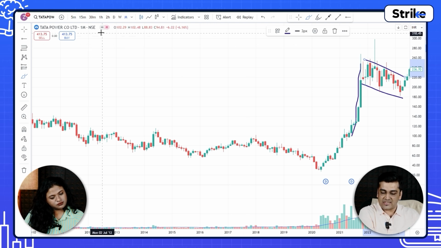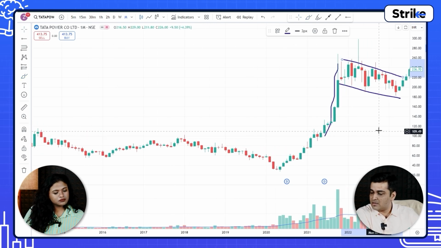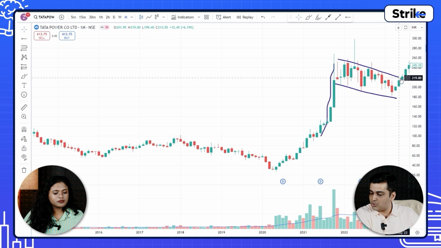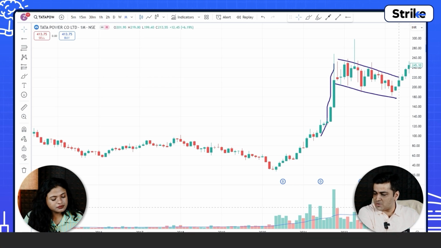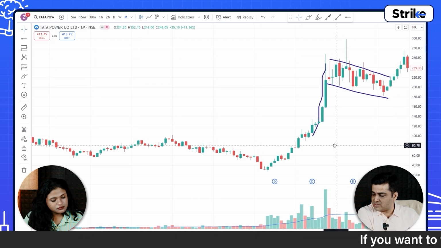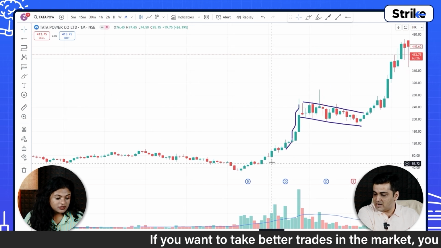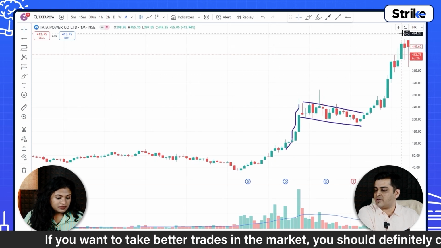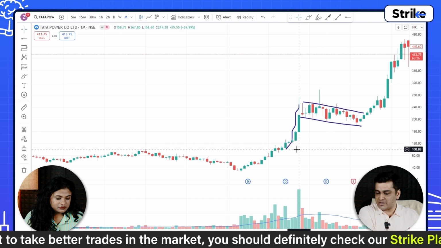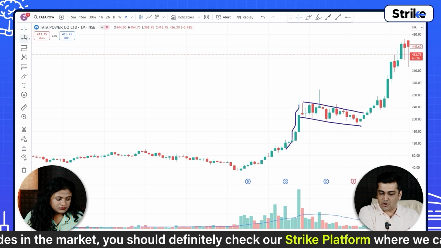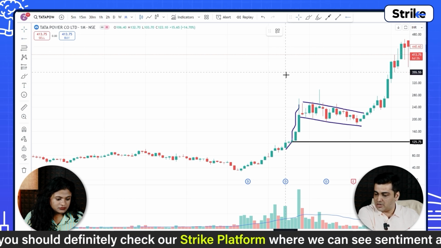And once this flag is made, what is happening? There is a breakout over here. Not so much volume, but have a look at this. Later the volume started, and over here it achieved the target. So prices went up from here to here.